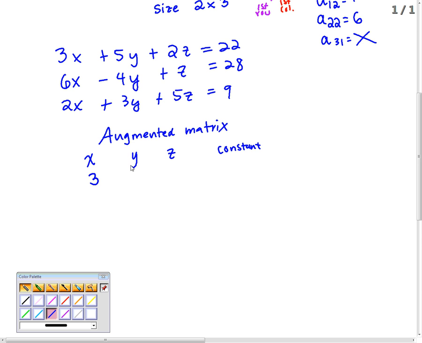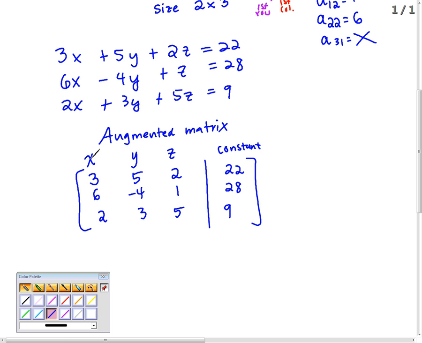So I'm going to put a 3 right here. Has 5 times Y. So I'm going to put a 5 right here. So what goes here? 2. We're going to draw a line that represents our equal sign. What goes here? 22. Read off the next one. 6, negative 4, 1, 28. 2, 3, 5, 9. Okay.